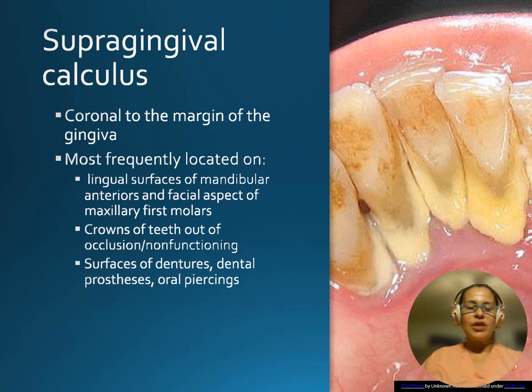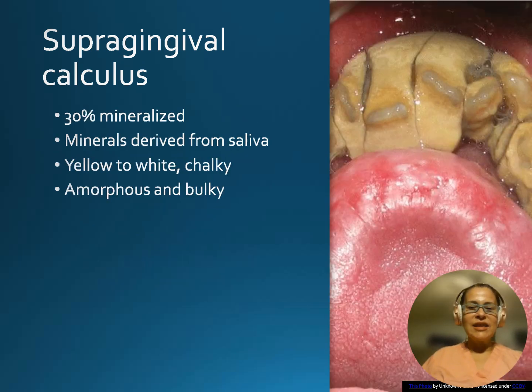These are areas where the saliva is coming out, shooting out of the ducts with all of its minerals. And in this particular area, it's going to stay puddled for a while, okay? And this happens especially when you're sleeping. We have it also in the crowns of teeth, out of occlusion or non-functioning. And we have it in the surfaces of dentures, dental prostheses, and oral piercings. Pretty much anything that sticks out and has texture.